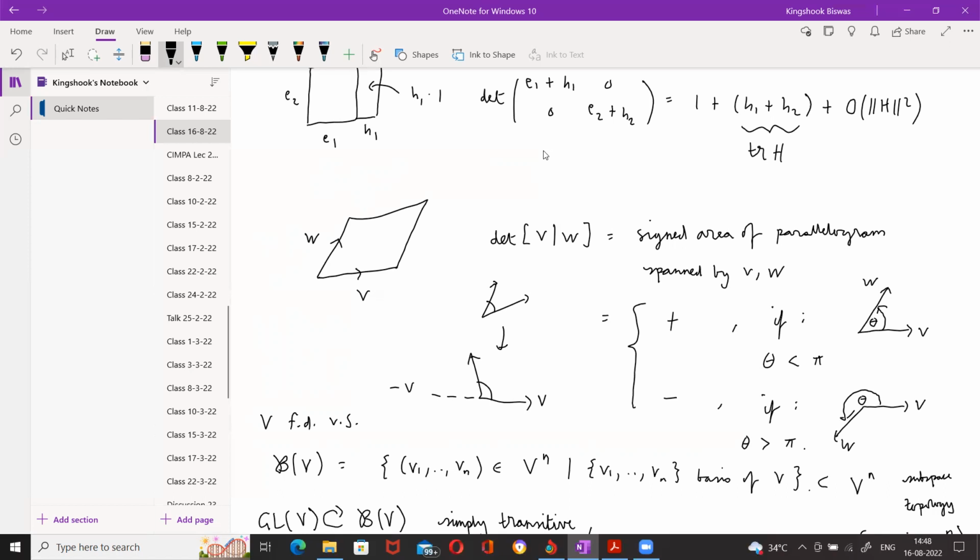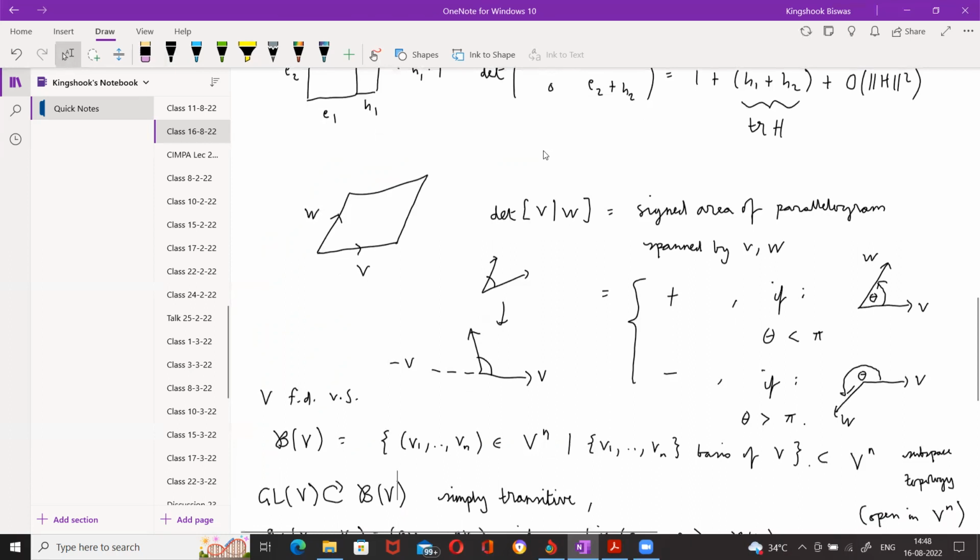Well, if you want an actual proof, you just look at the determinant function. It's positive on this connected component and negative on this. So these can't be connected. If they were connected, then somewhere in between the determinant would have to be 0 by the intermediate value theorem. And so that cannot be possible. So these are the two connected components of B of V.